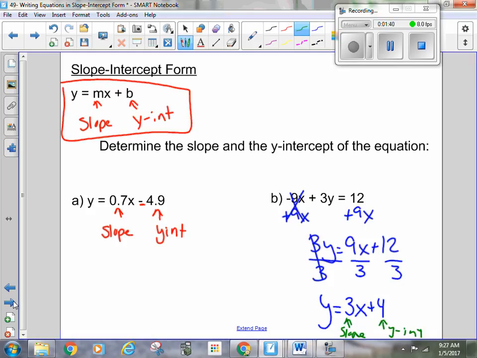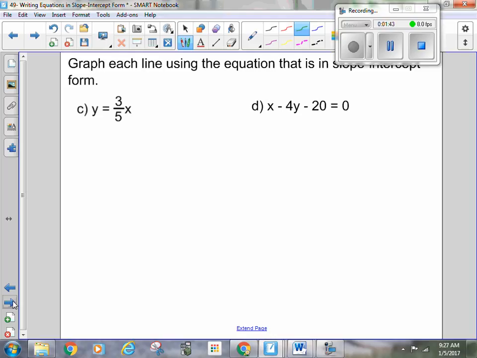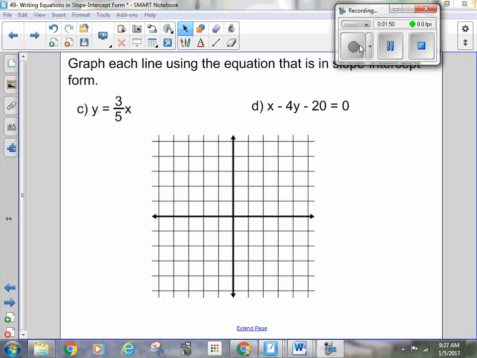All right, so the next problem says graph each line using the equation that is in slope-intercept form, which I need to give you some graphs. All right, now we have a graph. We can graph both lines on the same coordinate plane. That's just fine. Okay, so let's go ahead and graph C. It is in slope-intercept form. So we don't have anything at the end here, so that means there's no y-intercept written. The only number that we could have here would be 0. So that means my y-intercept is 0.